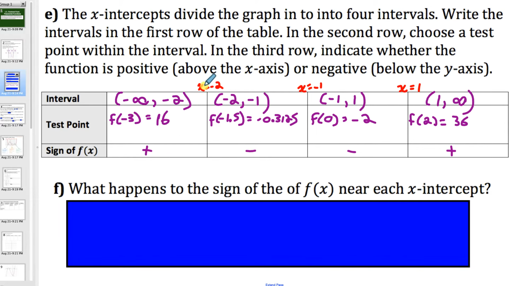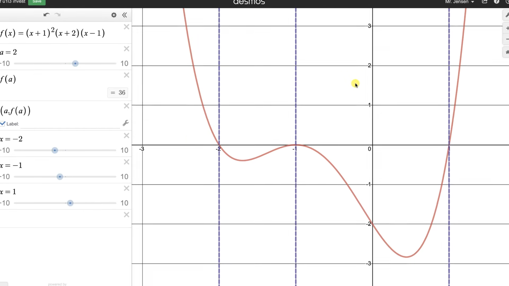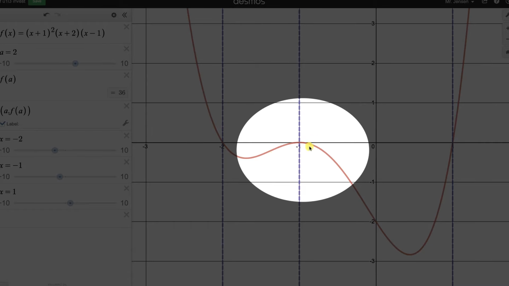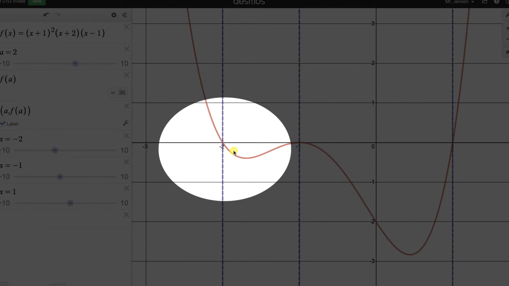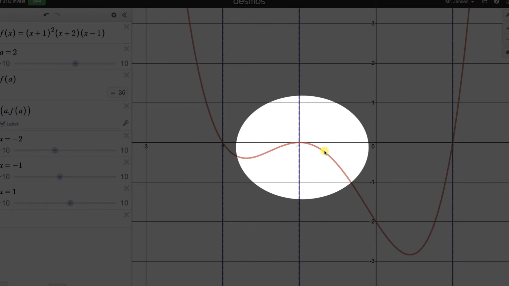So at the x-intercept of negative 2, the function switched signs. At the x-intercept of 1, the function also switched signs. It switched from negative to positive. But at the x-intercept of negative 1, the function did not switch signs. And if we look at the graph, at the x-intercept of negative 1, let me zoom in a little bit, the function just kind of bounces off the x-axis. It doesn't actually cross. At negative 2, it crosses straight through, and at 1, it crosses straight through. But at negative 1, it just bounces off.